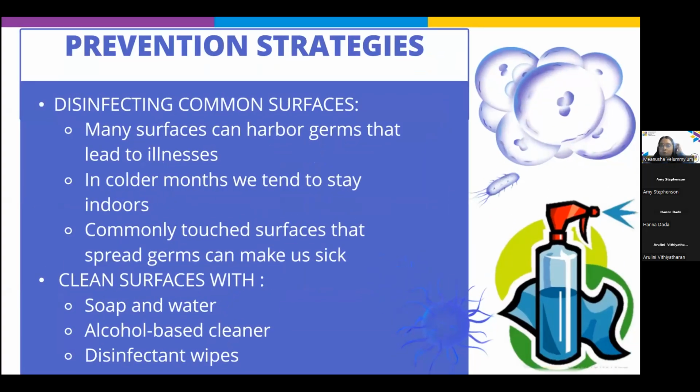So some more prevention strategies. Disinfecting common surfaces. Again, as we know, many surfaces can harbor germs that can lead to illnesses. Because in the colder months, we do tend to stay indoors more often, we want to make sure that we are cleaning these commonly touched surfaces, either using soap and water. You can use an alcohol-based cleaner or disinfectant wipes like Lysol.